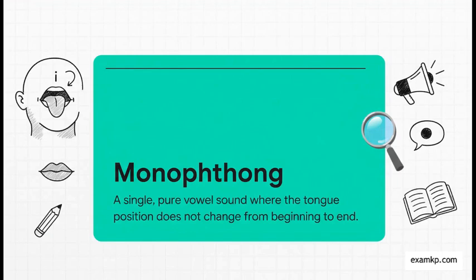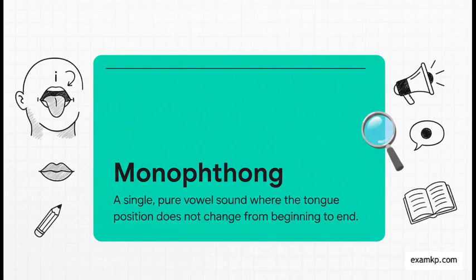Go on, try it with the vowel in sit. Say it slowly. Ee, ee. You feel that? Your tongue and lips, they don't move. That right there is a pure vowel. No gliding, no changing. Simple as that.